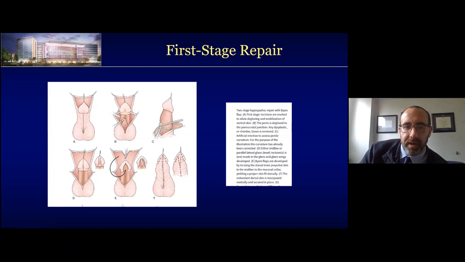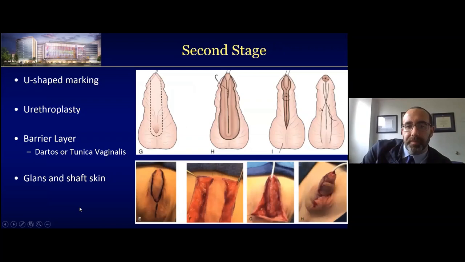So then what you're doing, I'm sure people have heard of this Byars flap. What you see down here in E is you take the redundant preputial skin on the dorsal aspect of the penis and cut it down the midline at the 12 o'clock position. Then in F, you've taken those two sheets of skin, those flaps of skin, and you rotate them ventrally and secure them in the midline, so that ultimately that's going to be your urethra at the second stage. That's what you're seeing here on this one.